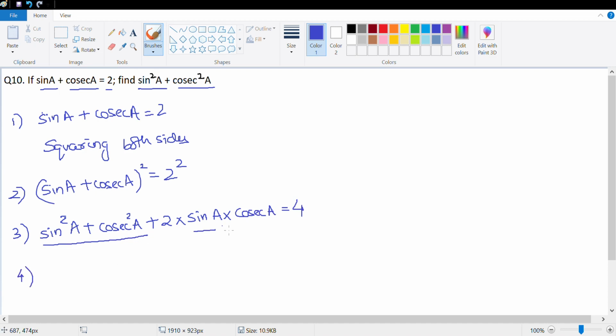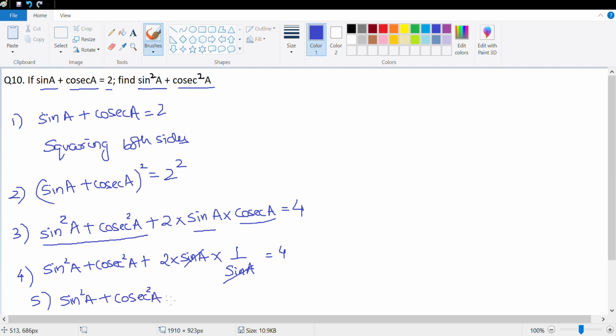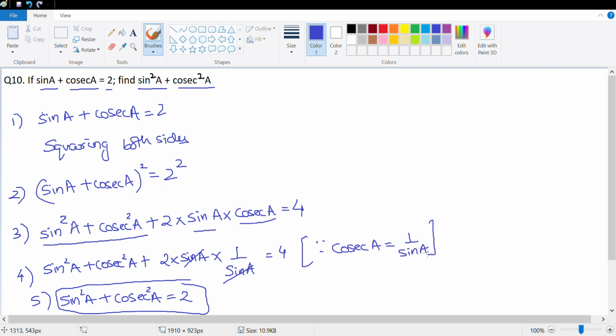Now they want us to calculate this. But I know sine A and cosec A are reciprocal of each other. Cosec is the reciprocal of sine, which means this is sine square A plus cosec square A plus 2 into sine A, and cosec A is nothing but 1 upon sine A, and on the right hand side is 4. This gets cancelled, which means sine square A plus cosec square A is equal to 4 minus 2, which is 2. And we'll need to write the reason for this, since cosec A is equal to 1 upon sine A. Done. Very simple question, but interesting one.